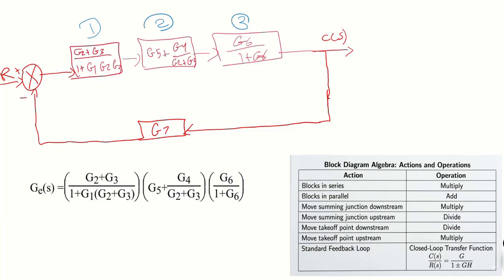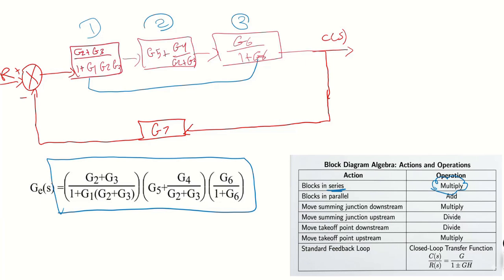Now, we can see that we do have these blocks connected in series. Since they are connected in series, what kind of operation do we need to perform? Easy, we need to perform multiplication. So we multiply all of these together in order to get a single block. And this is the gain of this block. So we can call this block GE.